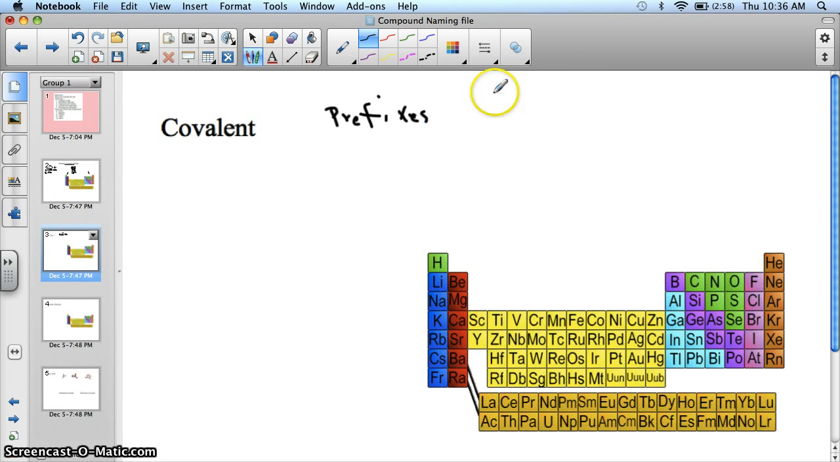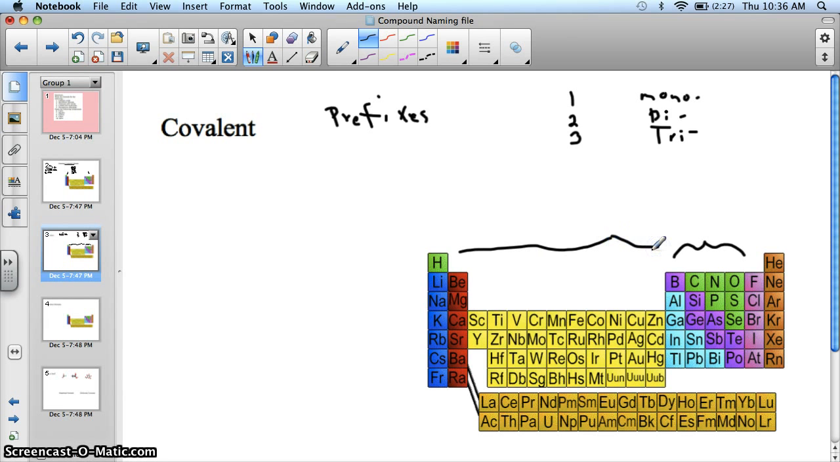So I'll just do a few of them here because your book and even the internet will have a bunch of these. Now, one is mono, although you don't use mono in all of them that have just one. But two is going to be di. Three, as you can probably guess, is going to be tri, etc., etc. Covalent doesn't have any metals in it. Covalent is going to be just these nonmetals. And keep in mind, you do have hydrogen, which is a nonmetal also, so that would be included in this.